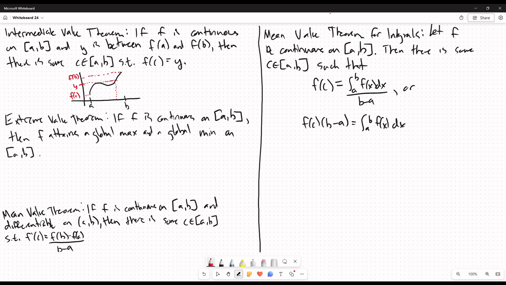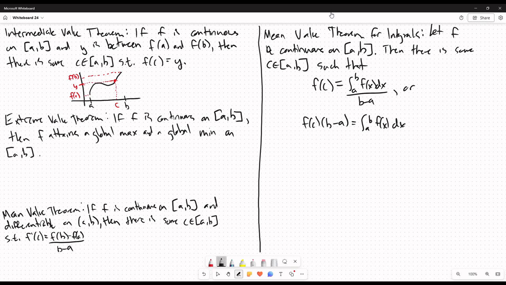And then I see what coordinate I hit. We'll call that c. And what it's saying is I'll always be able to find a c between a and b such that, again, f(c) is y, with y being between f(a) and f(b). That's kind of our picture for the intermediate value theorem.